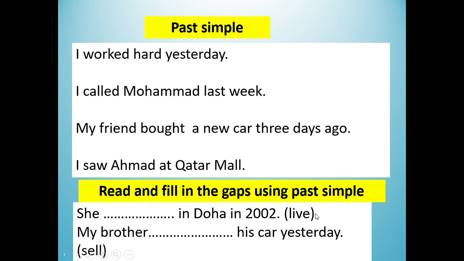She, correct the verb, live in Doha in 2002. That happened in the past. Excellent, lived. She lived. Just add D because it's a regular verb.